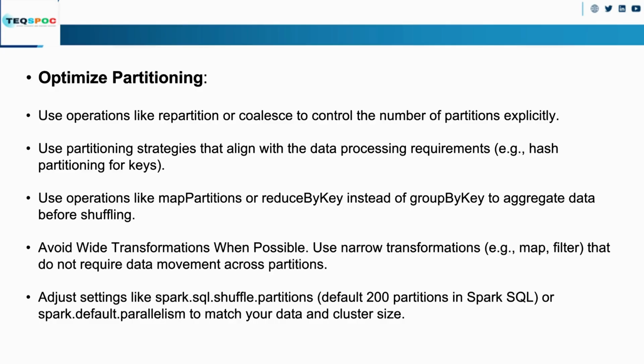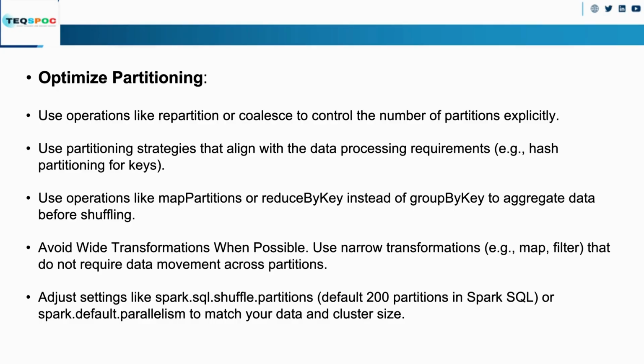But in a real world project, we have to group by the data. We have to join data from different other sources. So there is no other way than using the wide transformation. So we have to use the wide transformations, but we have to tweak some other configurations as well, just to make sure that our job doesn't go into hours of running.